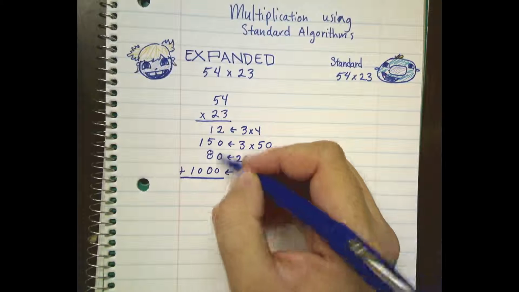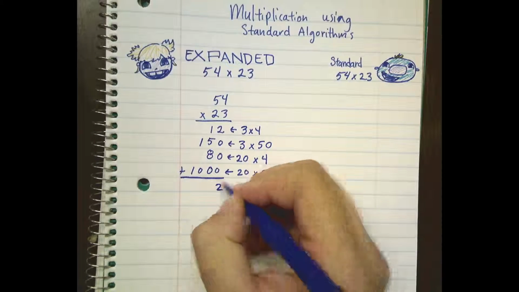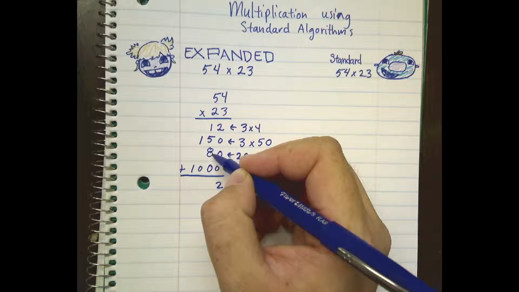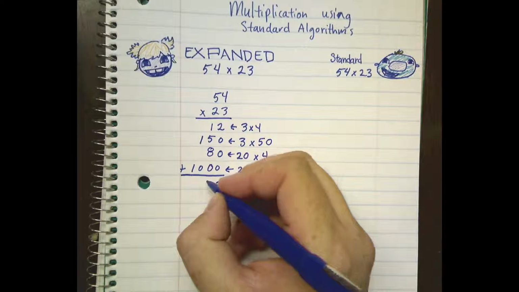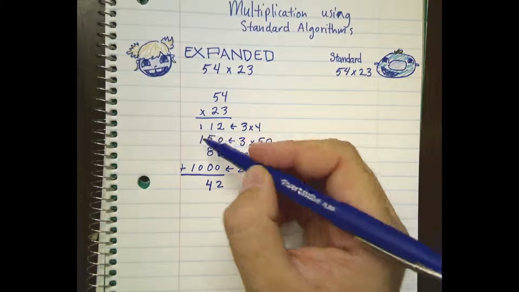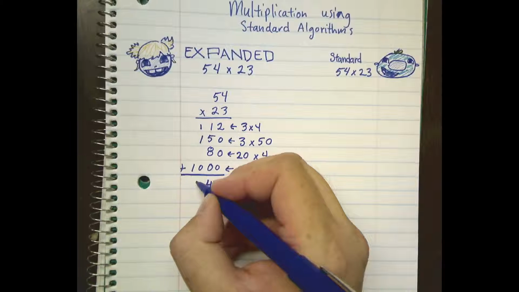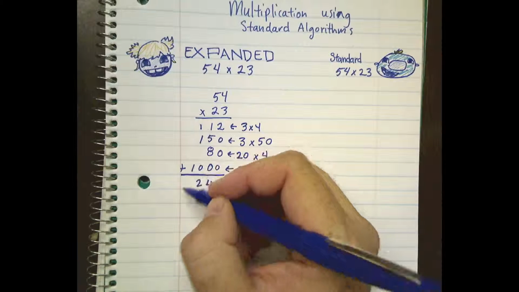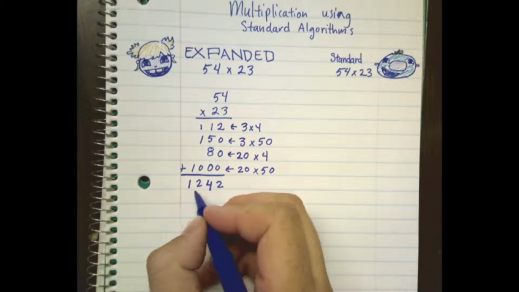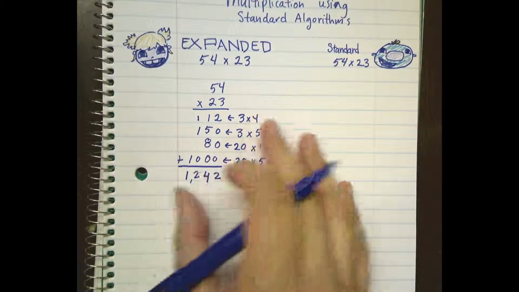2 plus 0 plus 0 plus 0 is going to be 2, and 1 plus 5 is 6, and 6 plus 8 is going to be 14. And I carry my 1 over. And 1 plus 1 plus 0 is going to be 2. And finally, 1 plus nothing is going to be 1. So my answer is going to be 1,242. So that's what it looks like in expanded form.